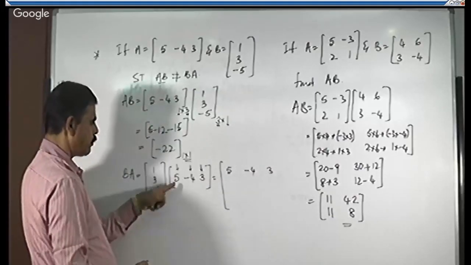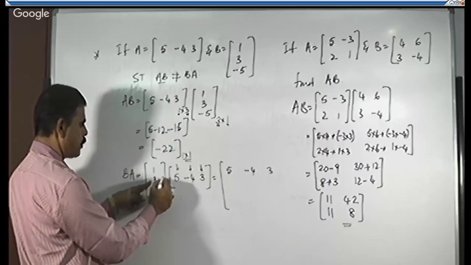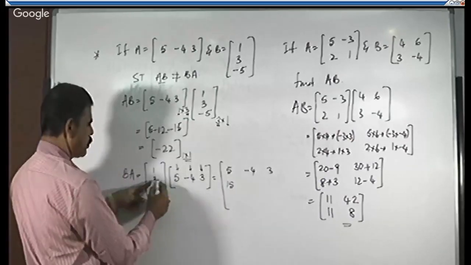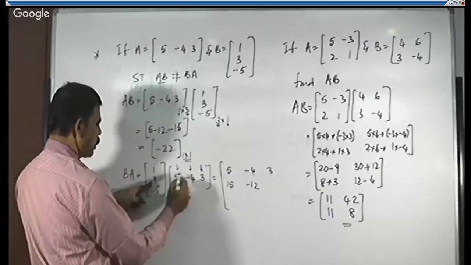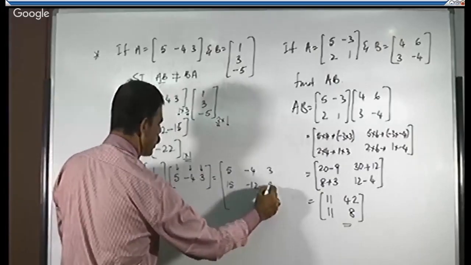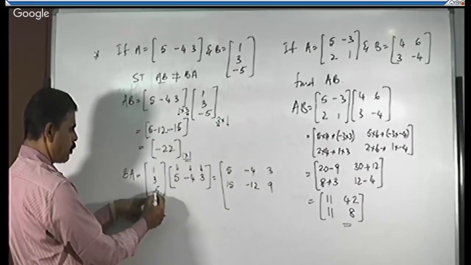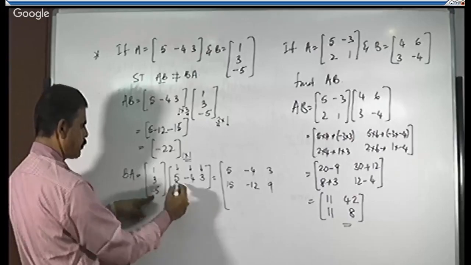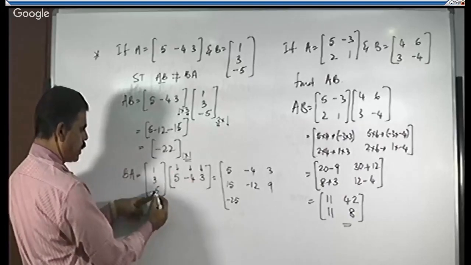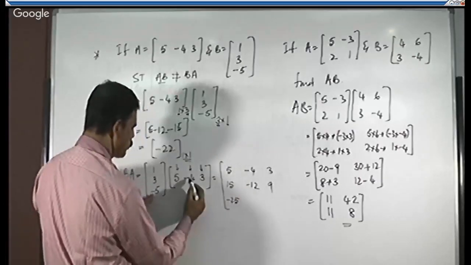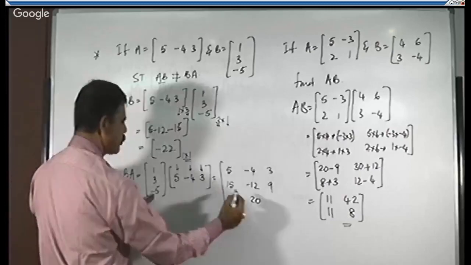We multiplied the first row with all the columns. Then we should move to the second row. Second row, first column, that is 3 into 5, 15. 3 into minus 4, that is second row, second column, minus 12. Second row, third column, that is 3 into 3, 9. Second row is multiplied with all the columns. Then we move to the third row. Third row is minus 5. First column is 5, minus 5 into 5, minus 25. Third row, second column, minus 5 into minus 4, that is minus into minus plus, 5 4s are 20. Third row, third column, minus 5 into 3 is minus 15.